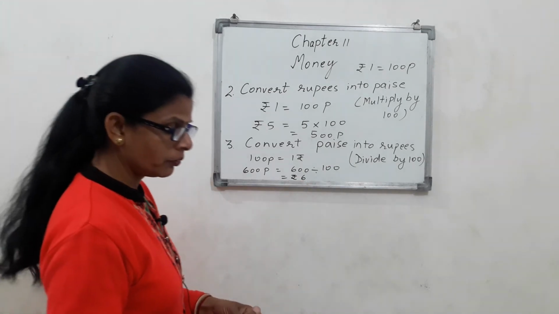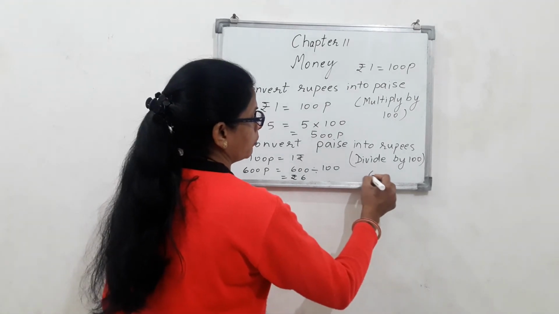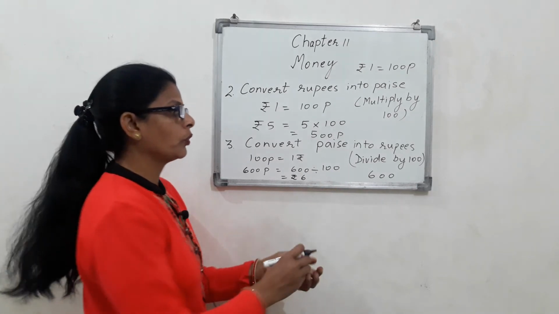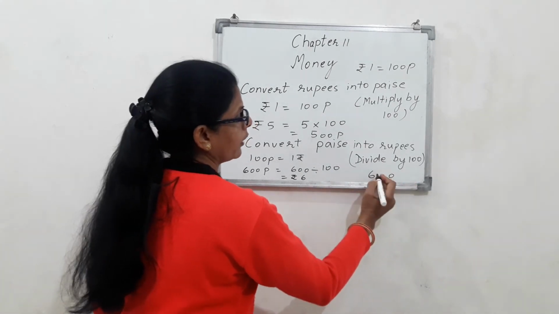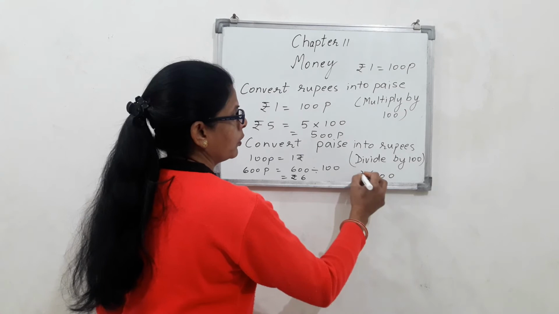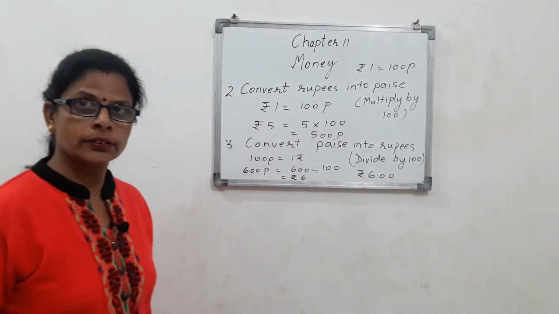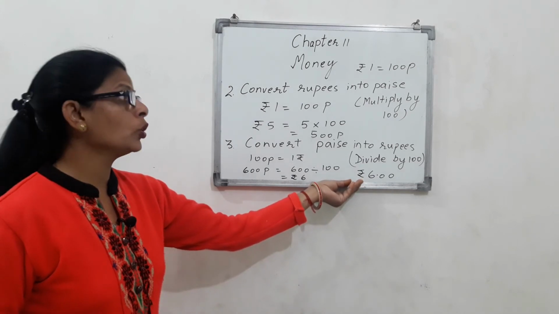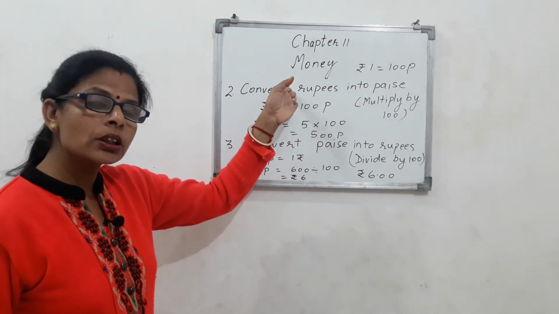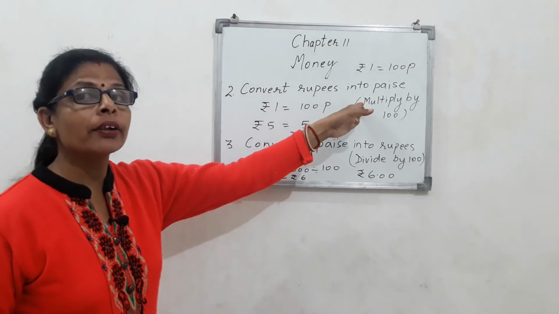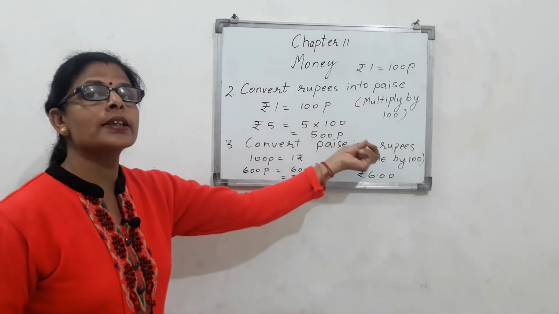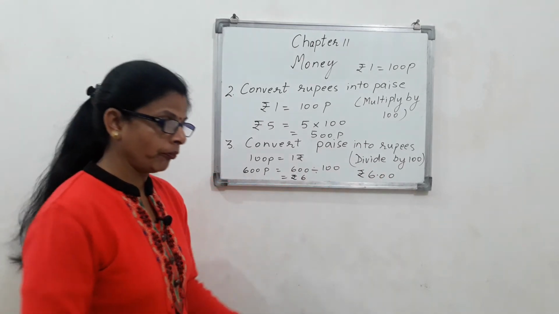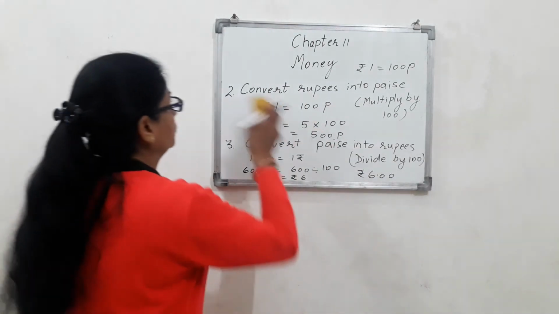Or another way, we can put a dot because in 100 how many zeros are there? 2. So we'll count from back side 1, 2 and we put a dot. This becomes rupees 6. Clear? So when we have to convert the rupees into paisa, we have to multiply by 100, and when we have to convert paisa into rupees, we have to divide by 100. Clear? Another question we'll do.